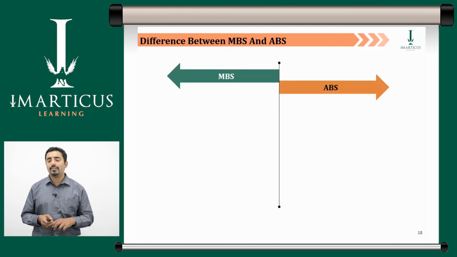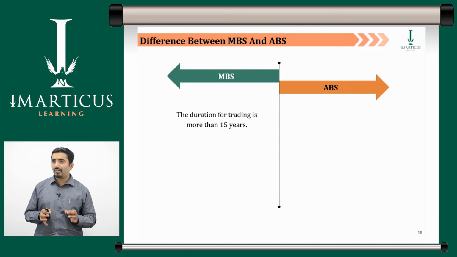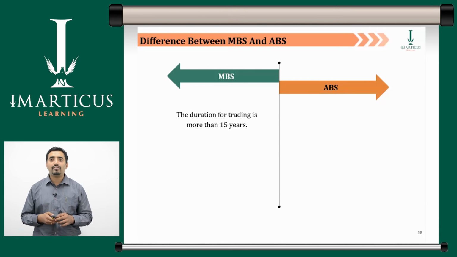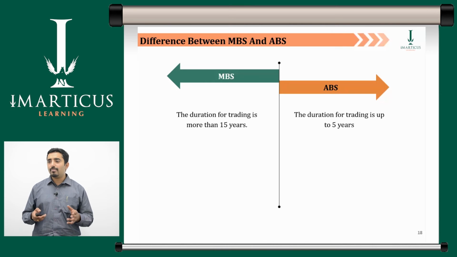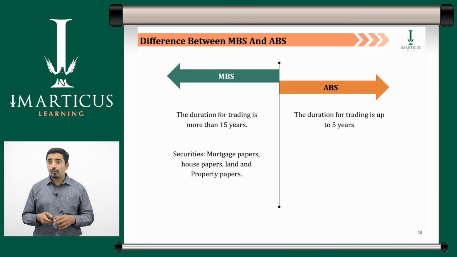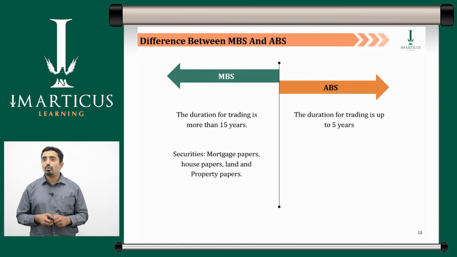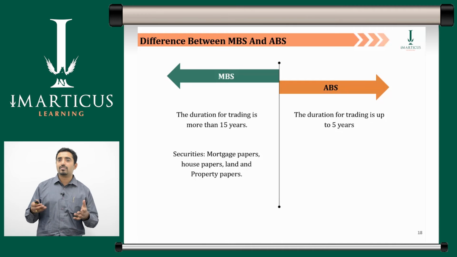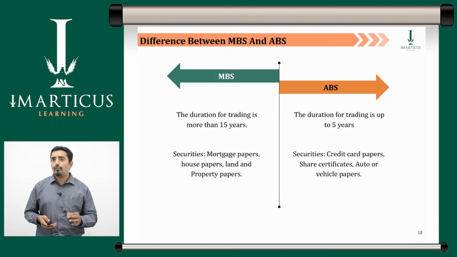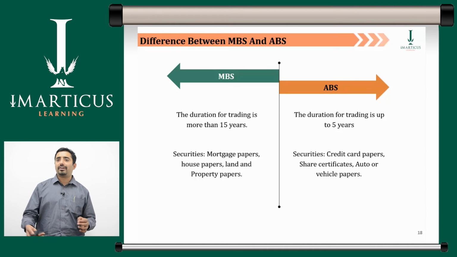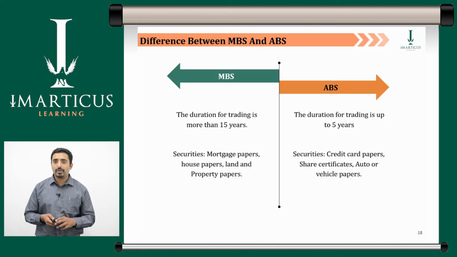Finally, we come to the difference between MBS and ABS. The duration for trading MBS is more than 15 years, while that of ABS is up to 5 years. For MBS, securities include mortgage papers, house papers, land and property papers. For ABS, securities include credit card certificates, share certificates, auto or vehicle papers.